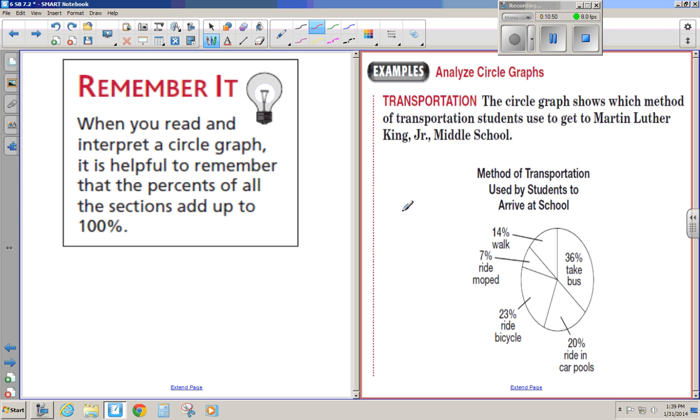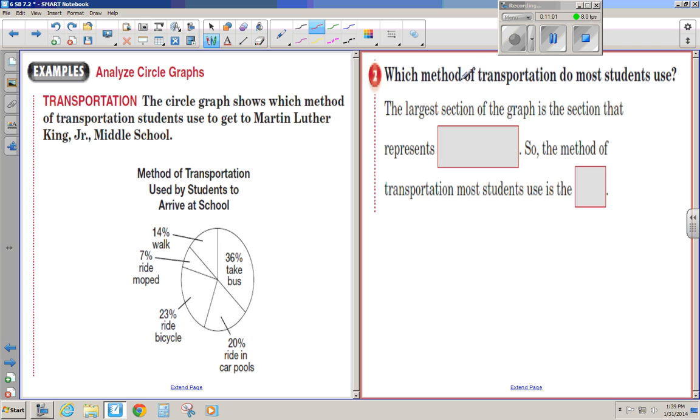All right. This circle graph shows which method of transportation students use to get to Martin Luther King Jr. Middle School. The question is, which method of transportation do most students use? The largest section of the graph is the section that represents. So we're looking at the percentages here, and the biggest number is the bus at 36%. Okay. So the method of transportation most students use is the bus.